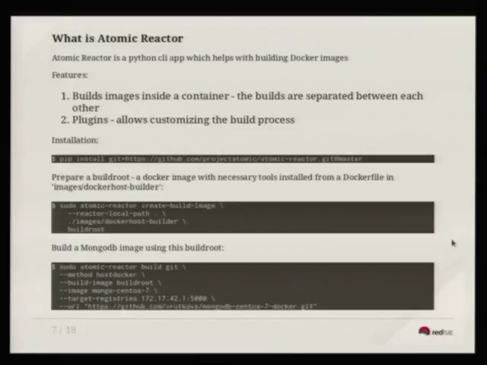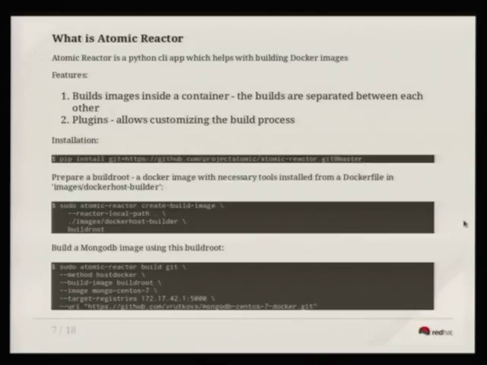In some cases, we might want to add an additional Yum repo and install the packages from there. In some cases, not. So the Atomic Reactor takes care of that. It's available on GitHub. We're installing it with pip.